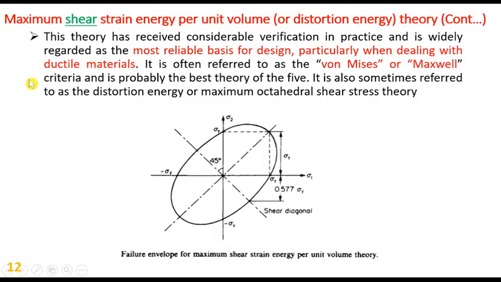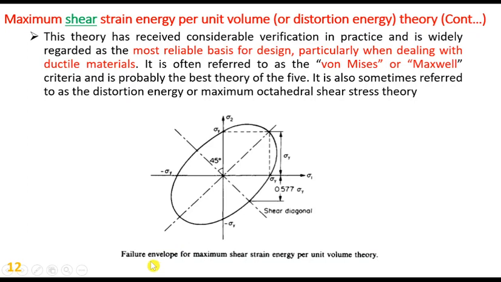And continuing this topic, this theory has received considerable verification in practice, and is widely regarded as the most reliable basis for design, particularly when dealing with ductile material. So this theory gives more accurate results in practice. That's why we will use this, especially for ductile material. It is often referred to as the von Mises or Maxwell criteria. It is probably the best theory of the five. It is also sometimes referred to as the distortion energy and maximum octahedral shear stress theory.